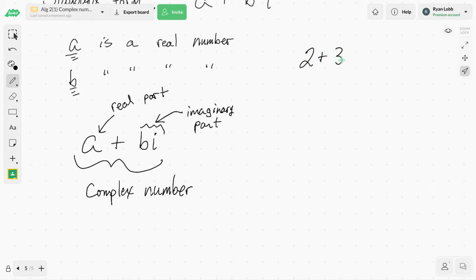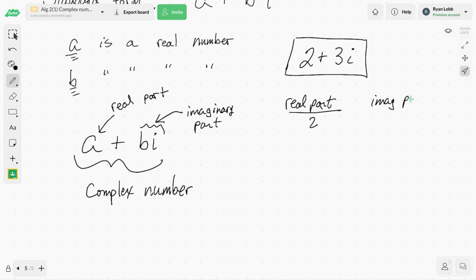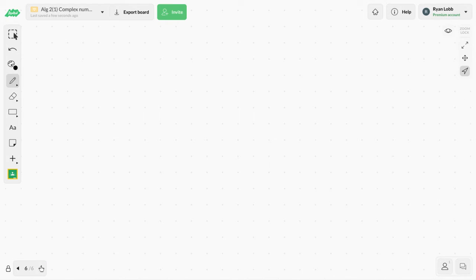So 2 plus 3i, that is a complex number. The real part is 2. The imaginary part is 3i. So that's it. We have our complex number standard form, the real part, and the imaginary part. We said every number can be written as a complex number.